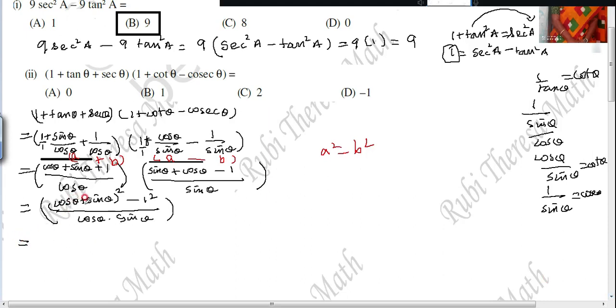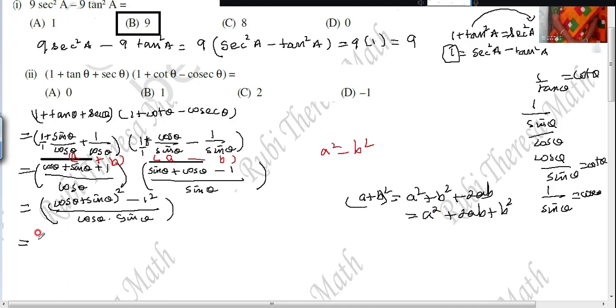Here, (A plus B) the whole squared form. This is in which form? (A plus B) the whole squared form. So, A squared plus B squared plus 2AB. Otherwise, how can you write? A squared plus 2AB plus B squared.